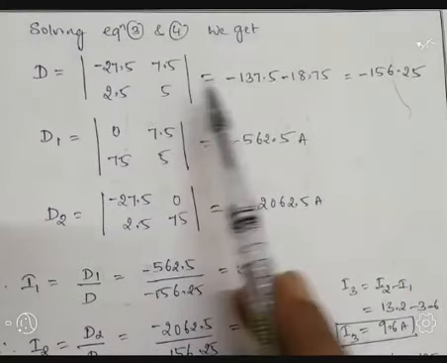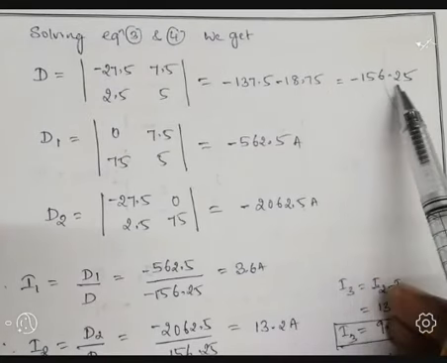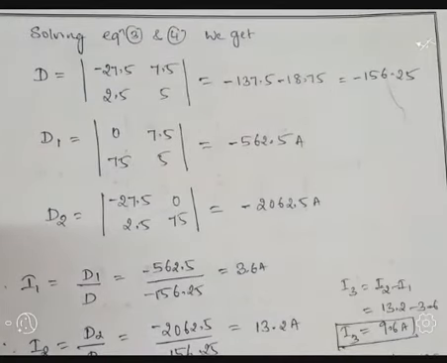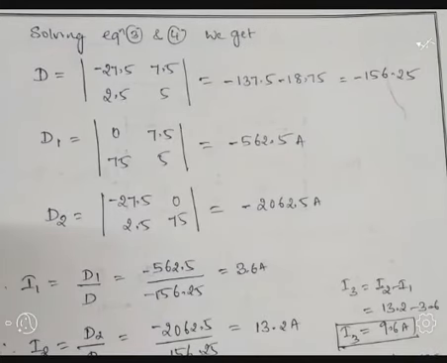I will find the determinant. The determinant is minus 156.25. Next, in order to calculate I1, it is the ratio of D1 by D. In order to calculate I2, it is the ratio of D2 by D. So first we have to find D1 and D2.